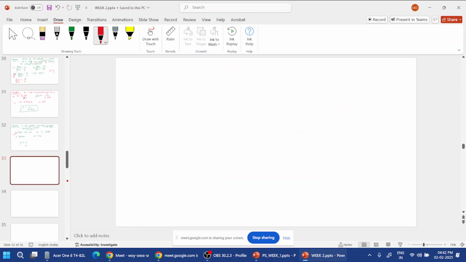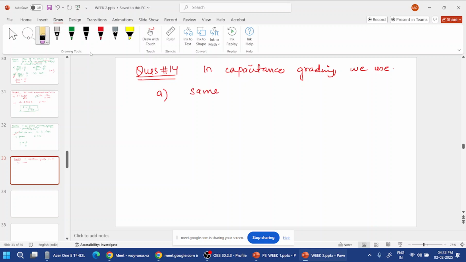Now question number 14. In the capacitance grading, we use: A, single dielectric; B, multiple dielectric; C, none of the above.